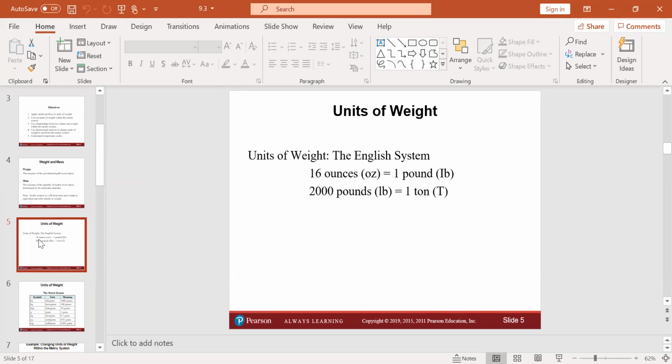So in the English system, we use all kinds of things. We use pounds, ounces, tons. 1 ton is 2,000 pounds. 16 ounces is 1 pound. This is not the same as a fluid ounce. This is an ounce that is measuring weight. Fluid ounces measure volume. So there's 16 ounces to a pound. Most of us measure our weight in pounds.